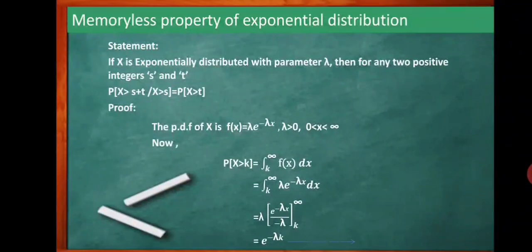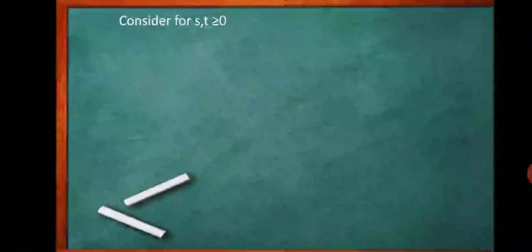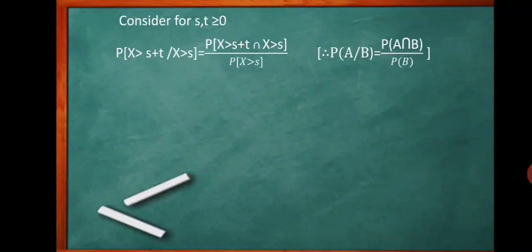We consider this as equation 1. Now, we continue this. It is already given in the statement that s and t are two positive integers. That means we have to take the positive values only. So, in this case I am taking LHS equal to RHS. This is one type of proof. We can prove LHS equal to RHS also.